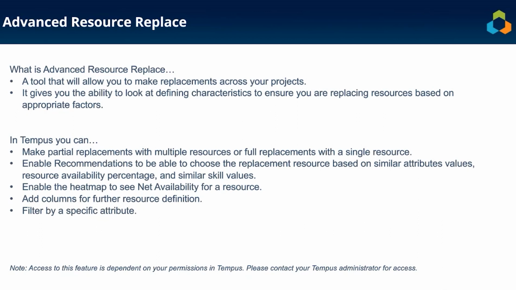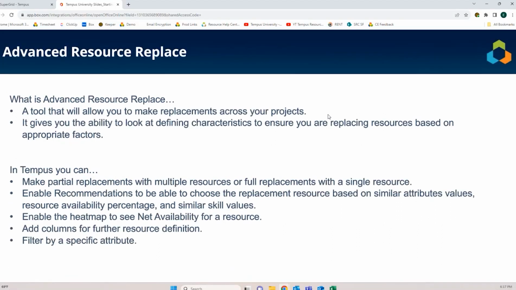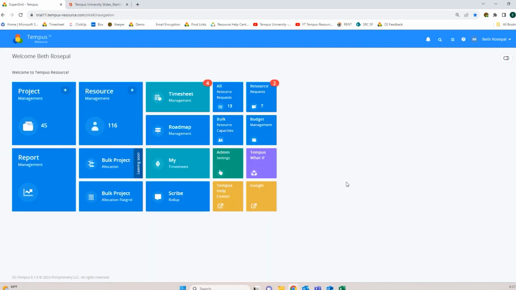You can also enable recommendations to be able to choose the replacement resource based on similar attribute values, resource availability percentage, and similar skill values. Enabling the heat map allows you to see the net availability for a resource. You can add columns for further resource definition, as well as filter by a specific attribute. We're going to start by walking through replacing a resource in the bulk project allocation flat grid.